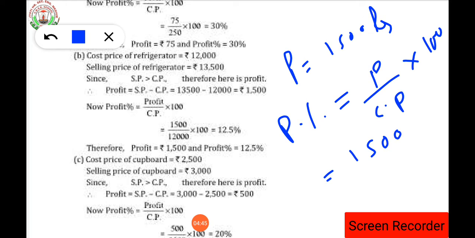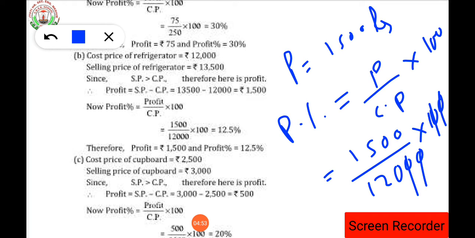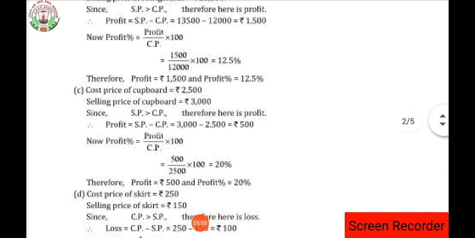So profit value is 1,500. Cost price value is 12,000 into 100. So 1, 2, 0 will get cancelled, again 0 will get cancelled. The number left out is 150 upon 12. We will get cancelled by the table of 3, so that we will get the answer as 12.5%. So in this way you have to solve this question.